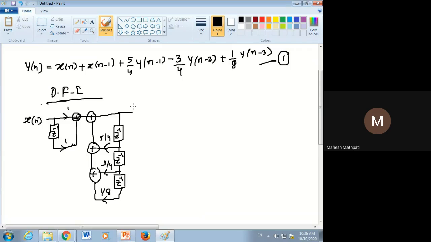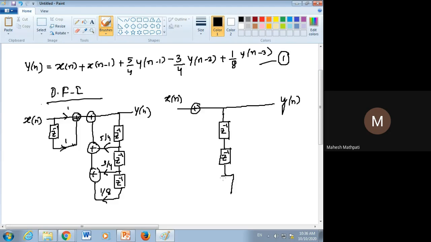How many of you have got direct form 1? Yes, sir. Everyone has got it, right? Sometimes the mistakes I have observed in the examination are that students forget to write x of n and y of n. Sometimes they keep only an empty box, with no z inverse. If only an empty box is there, you get zero marks, right? So remember that the block should be filled by z inverse. And you have to give the proper input and proper output also.